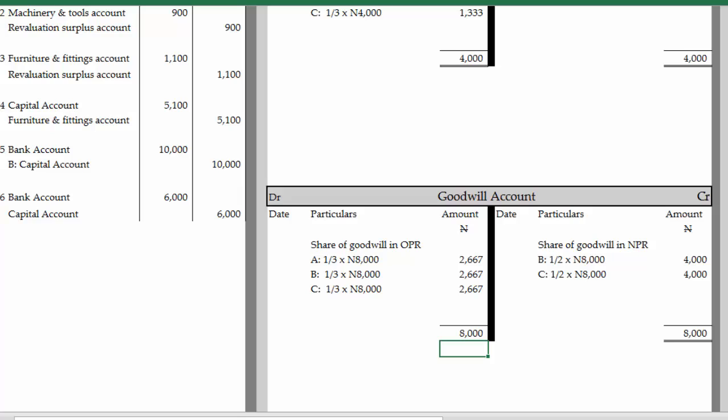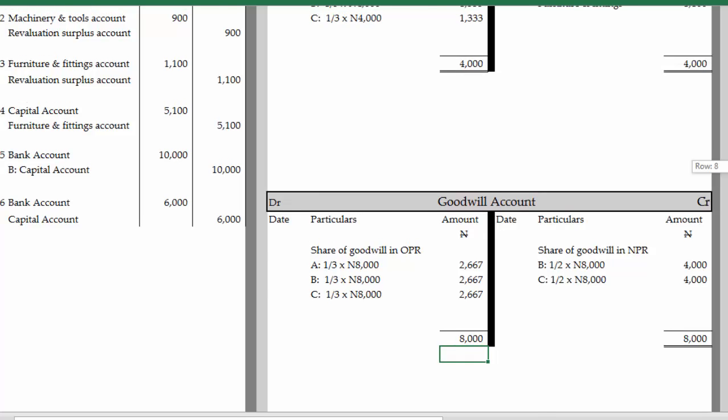Okay, you will see that A will not have a share of goodwill to be removed because you have given him his own share of goodwill as part of his final settlement because he's leaving the firm. That is why he will not have any share of the goodwill again going forward. So let's balance this account. Of course, 8,000 on the debit, 8,000 on the credit.